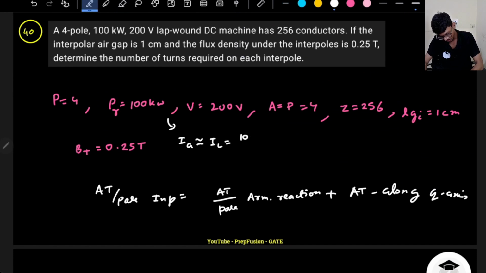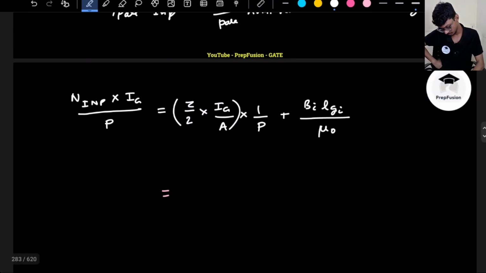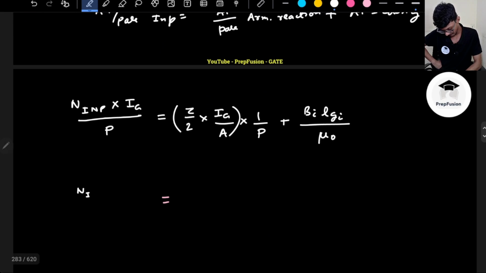It will be equals to power 100 kilowatt divided by the DC voltage. So this will be basically 100,000 divided by 200. So 500 amperes is the overall armature current. Okay. And the number of poles is 4. So this is n interpole.